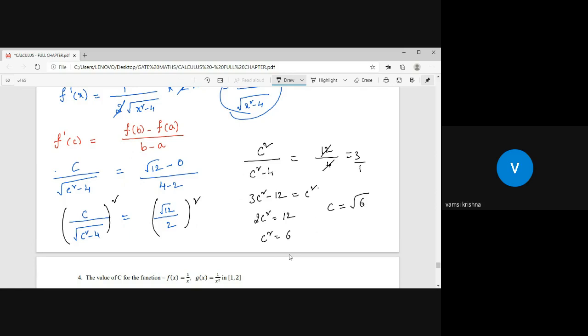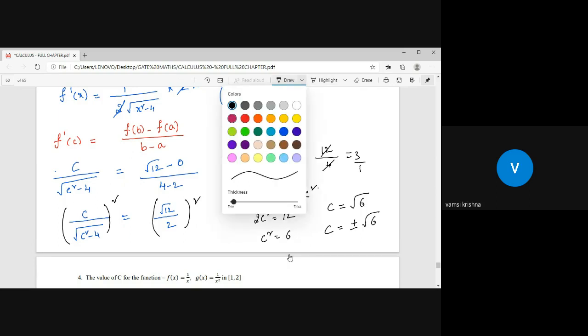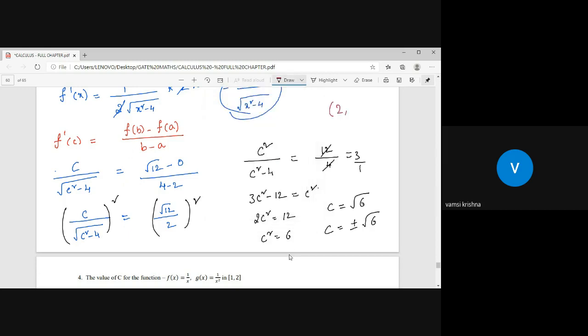Square root of 6 means it can be plus or minus root 6, so c is equal to plus or minus root 6. But the given interval is 2 comma 4 only. So when the given interval is 2 comma 4, you are not allowed to take minus root 6. So the answer must be plus root 6. That's it. Root 6 lies between 2 and 4, it is 2 point something.